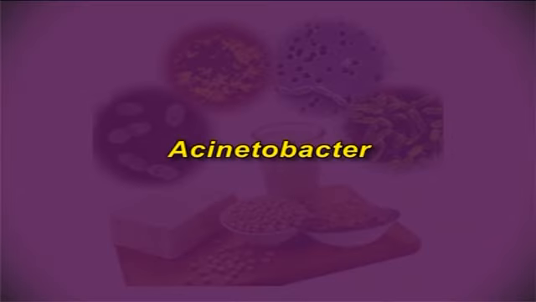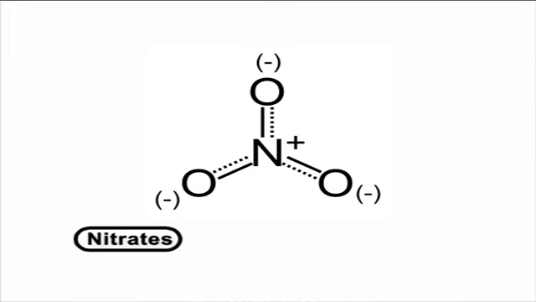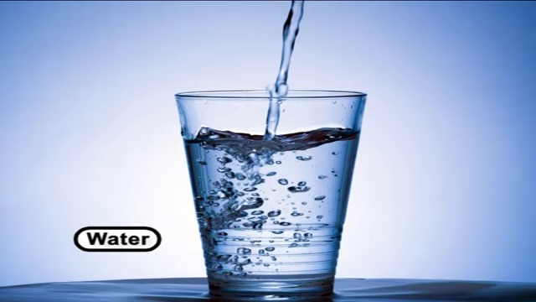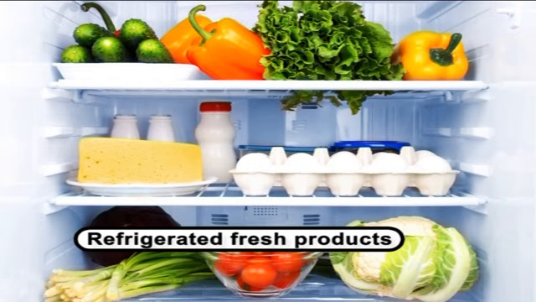It is necessary to know about these organisms. Some of the common bacteria are as follows. Acinetobacter. Gram-negative rods showing some affinity to the family Neisseriaceae. They are strict aerobes that do not reduce nitrates. Although rod-shaped cells are formed in young cultures, old cultures contain many coccoid-shaped cells. They are widely distributed in soil and water and may be found on many foods, especially refrigerated fresh products.